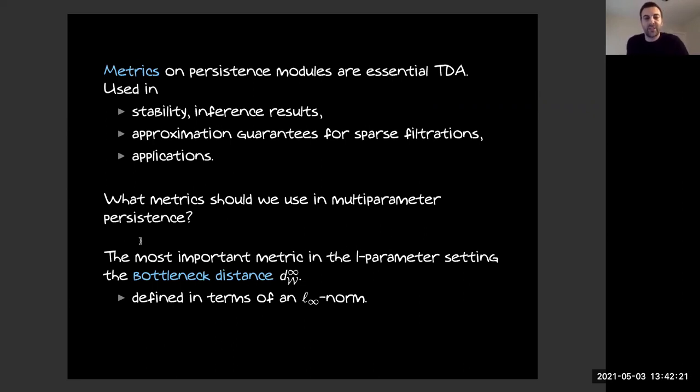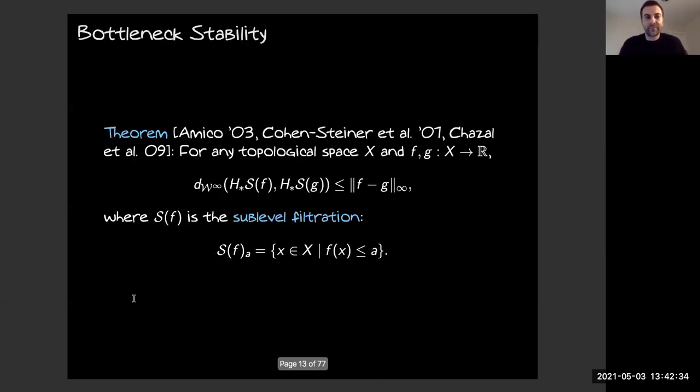The bottleneck distance is a distance on barcodes, but every persistence module has a barcode. So we can think of it as a distance on persistence modules. And as we'll see in a moment, this is defined in terms of an L-infinity norm. And one of the reasons that we care a lot about the bottleneck distance is because the bottleneck distance satisfies a nice stability theorem. And this is the theorem. This comes in various versions and in different levels of generality. But I'm going to state a version for functions. And this essentially was the original stability theorem for persistent homology.